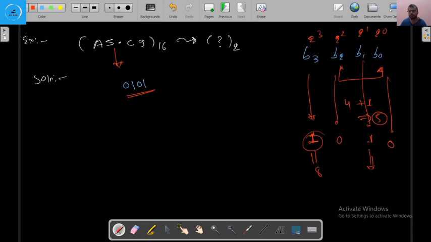This is 2, and 8 plus 2 is equal to 10. Okay, then we are going to write 1 0 1 0. Then for 10 we are going to write A, for 11 we are going to write B, and for 12 we are going to write C.